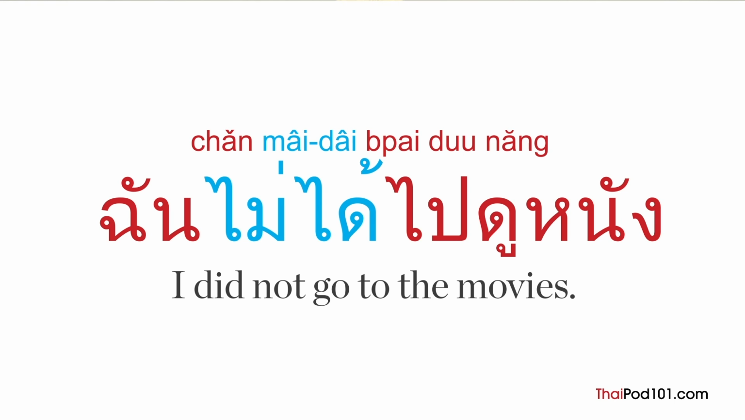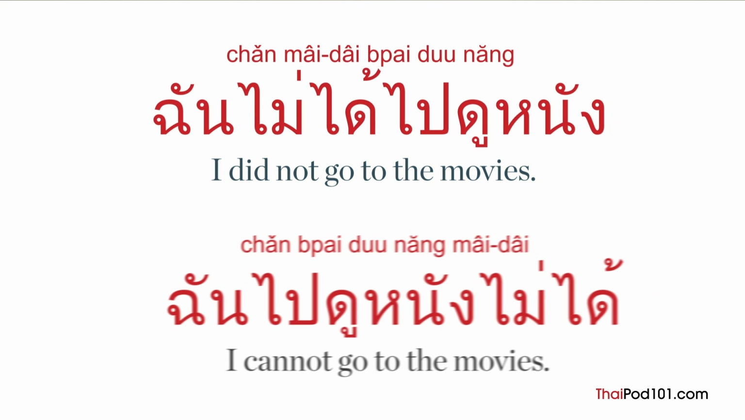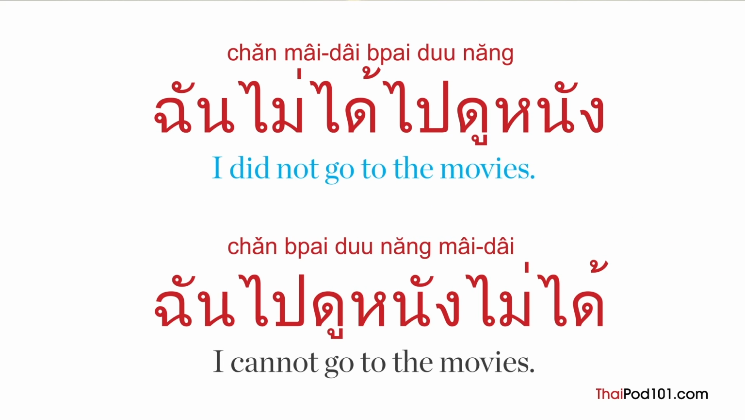If we put ไม่ได้ before the verb in sentences, the meaning automatically changes to did not. For example, ฉันไม่ได้ไปดูหนัง means I did not go to the movies. As you can see, the meaning shifted completely compared to ฉันไปดูหนังไม่ได้, I cannot go to the movies. Remember, we put ไม่ได้ before the verb to mean did not, and we put ไม่ได้ after the verb to mean cannot.